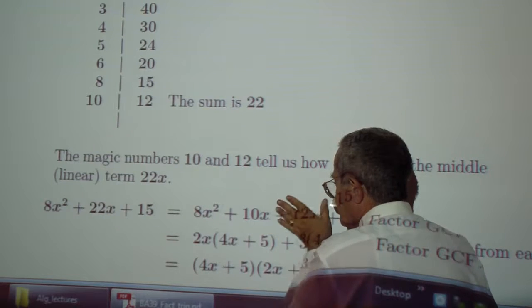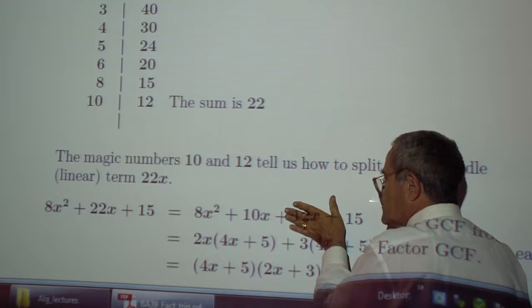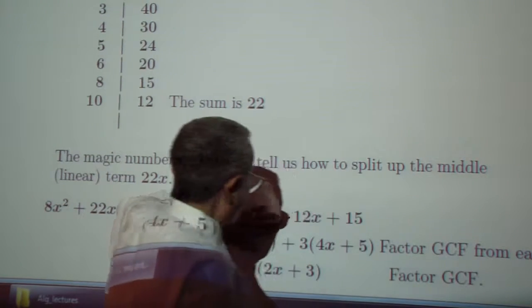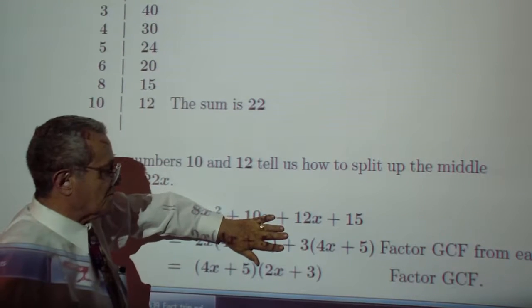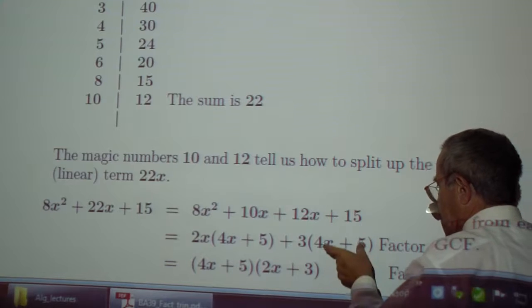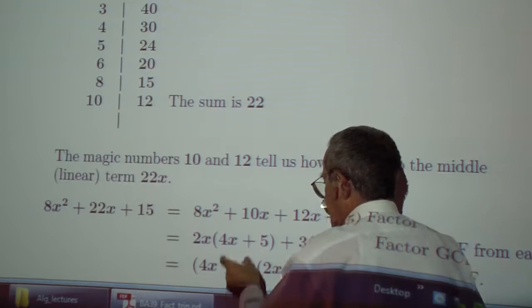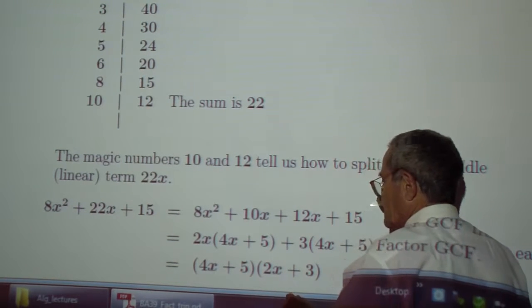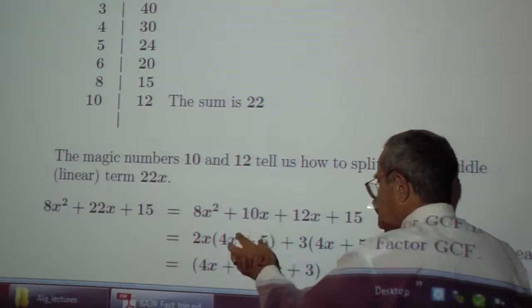What can you factor from the first 2? How about 2x? What can you factor from the last 2? 3. What do you have common in here? 3 times 4x plus 5, 2x times the same, 4x plus 5. So 4x plus 5 is a common factor.